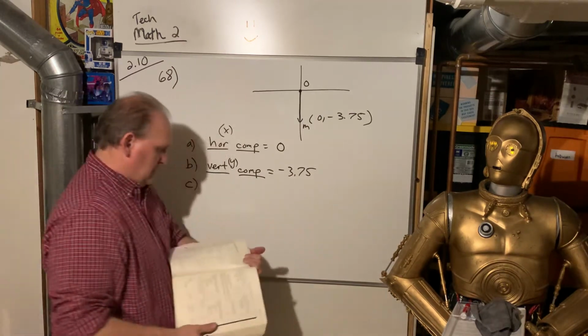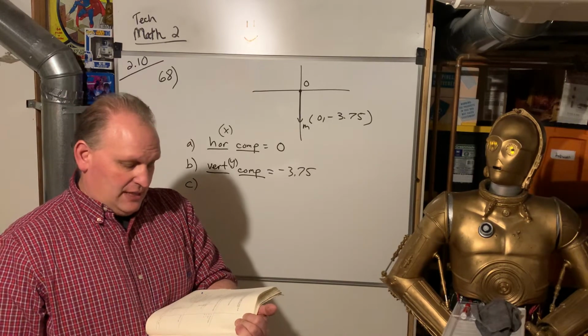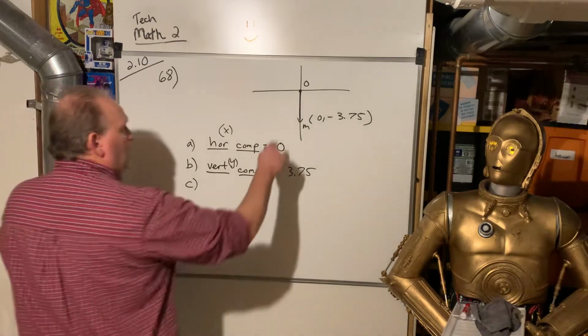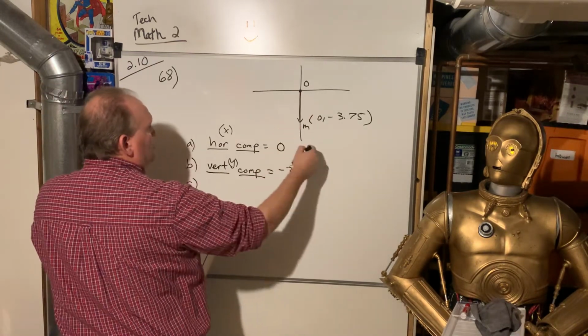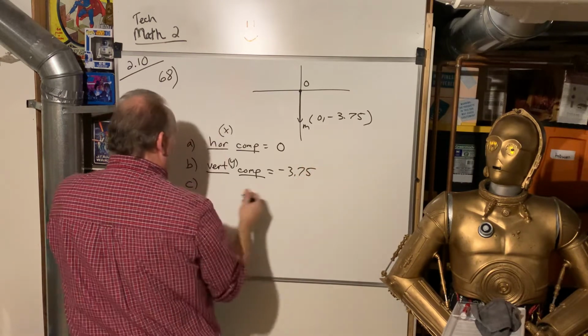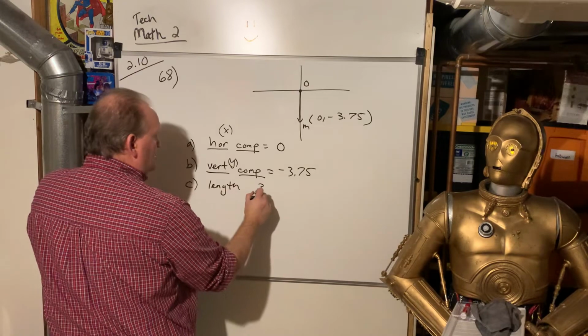C. The length is blank units. Okay, well, that's how long. They just wanted to know the length. So that would be like the absolute value of, in this case, the y. So the actual length is just 3.75.